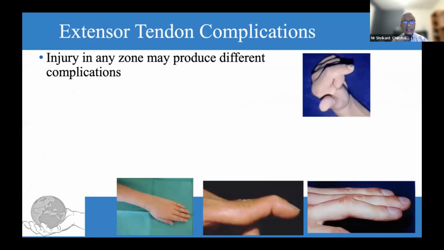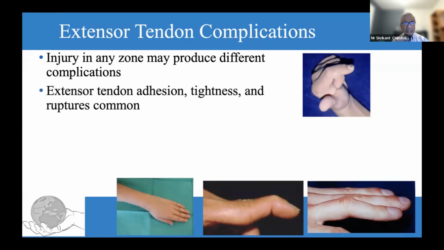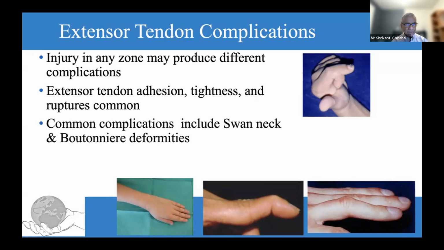We know that extensor tendon injuries often are considered trivial. But if you look at the complications, we can see that injuries in any zone may produce different complications. Commonly, what we see is that extensor tendon adhesions are the most common problem with extensor tendons. We see extensor tendon tightness, not allowing us to perform composite flexion of the metacarpophalangeal joints as well as interphalangeal joints because of adherence. And at times, inadequate or improper management may result in extensor tendon ruptures.